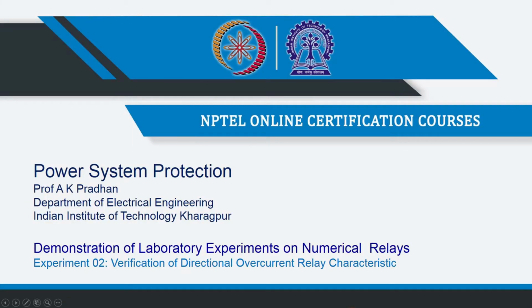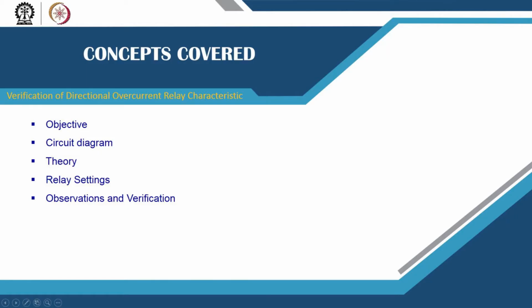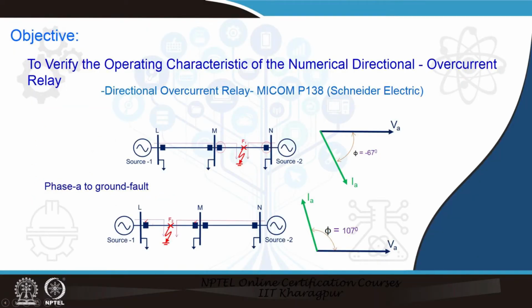So, this is on directional overcurrent relay characteristic verification. Few things which we will cover here are the circuit diagram, the corresponding theory on which this overcurrent directional relaying operates, and then the relay settings and the observations and verifications. So, in the module for directional relay, we have already studied how the corresponding directional relay functions and what is its role played in the protection of different elements in the system.